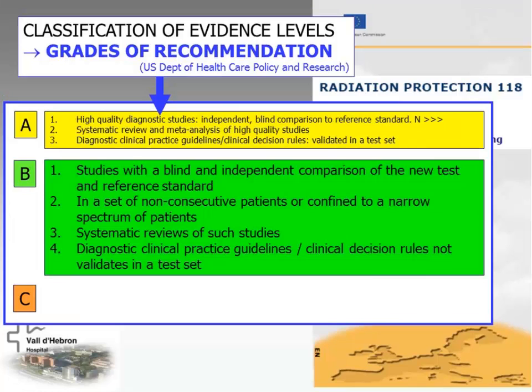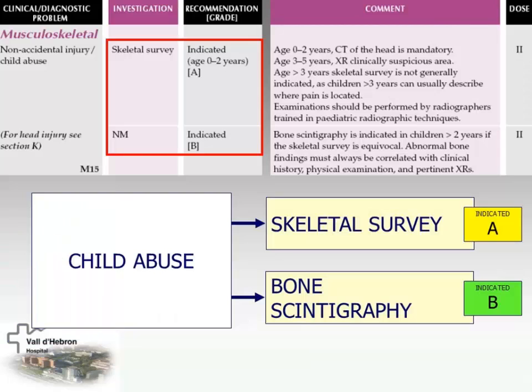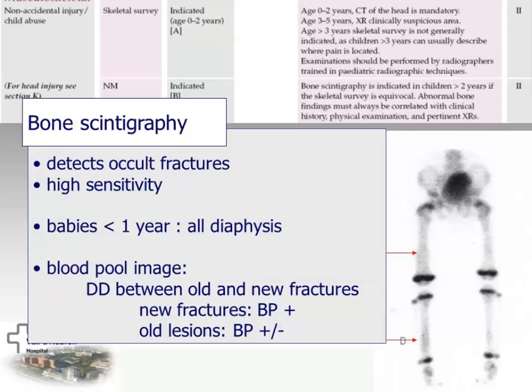And for example, for child abuse, the two tests to apply are the skeletal survey in radiology or the bone scan, with different levels of recommendation. They explain that bone scintigraphy is useful to detect occult fractures and has a high sensitivity. In babies under 1 year of life, usually all the diaphyses have hyperactivity, and the blood pool image is useful for the differential diagnosis between old and new fractures, because the new fractures are blood pool positive and the old lesions are blood pool negative.